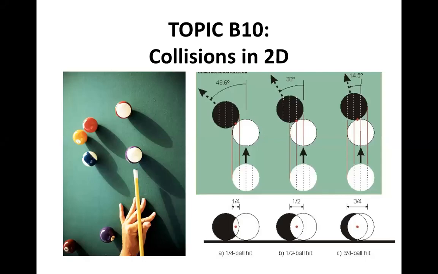Class, this video is on topic B10, collisions in two dimensions. So we have in our last video talked about head-on elastic collisions, and that was when the velocities before and after those collisions were in one dimension. Now let's take a look at collisions in two dimensions.